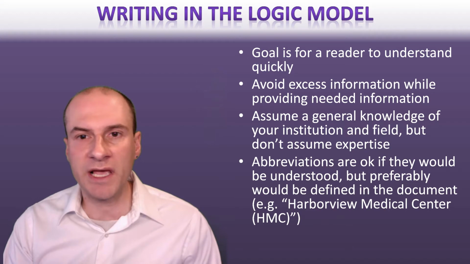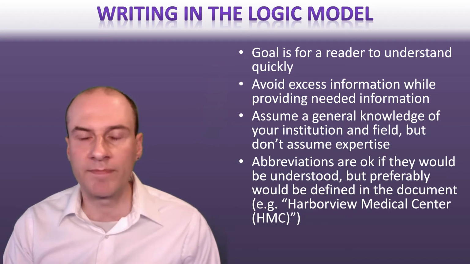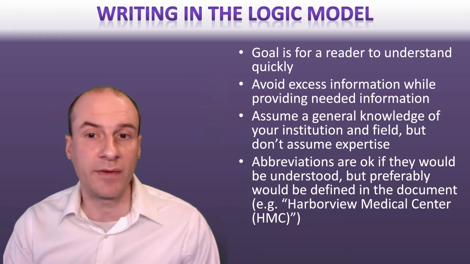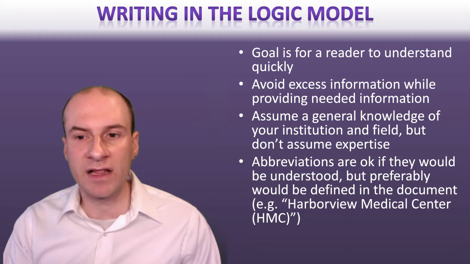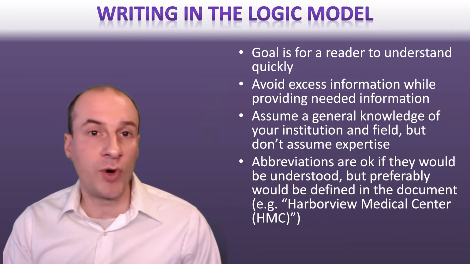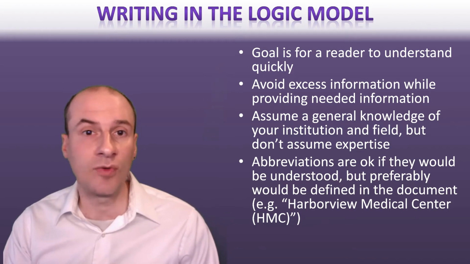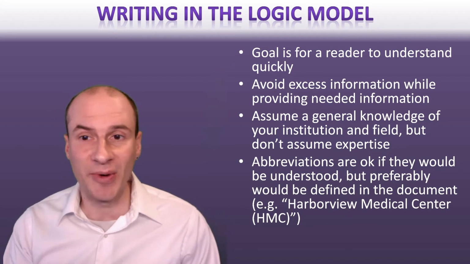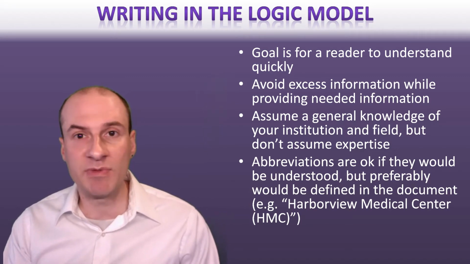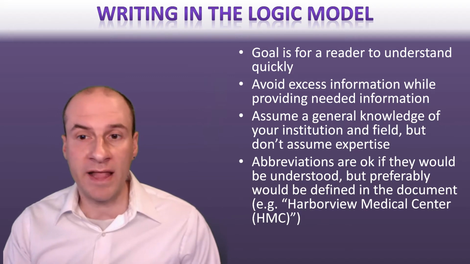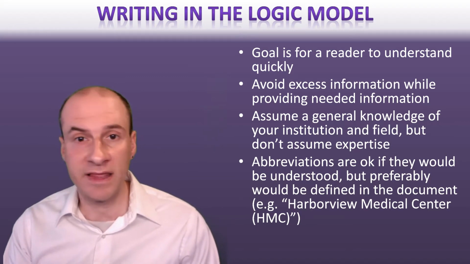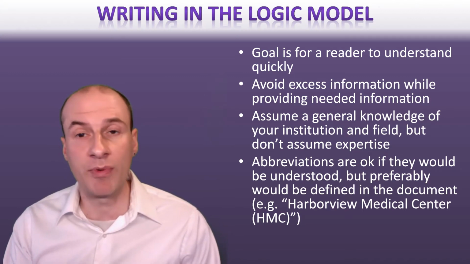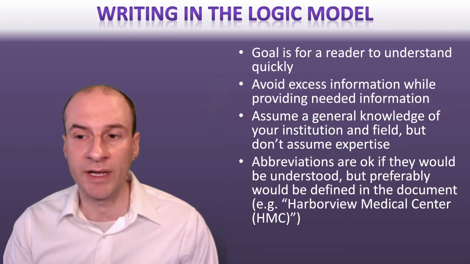So I'm going to go through them in a few seconds. But first off, I want to just say a few words about writing the logic model. So when you're writing this model, the goal is for the reader to understand quickly, right? So you are going to have a delicate balance between avoiding having excess information, things that they don't really need to know, but also providing them the information that they do need to know. So there's that balance between being too wordy and having it be something where people just get lost in it. They don't understand things because it's too much text, versus having it to be too brief and people don't understand what you're trying to get across, right?